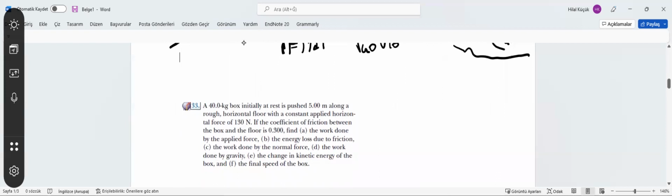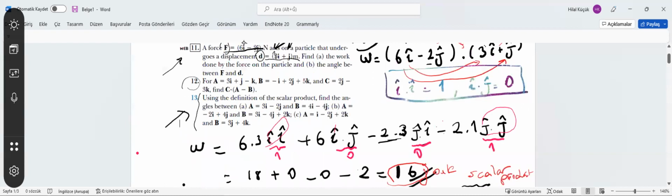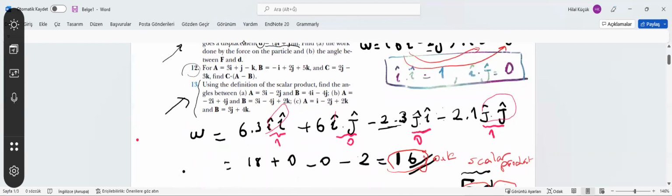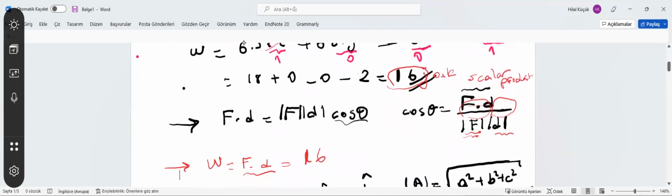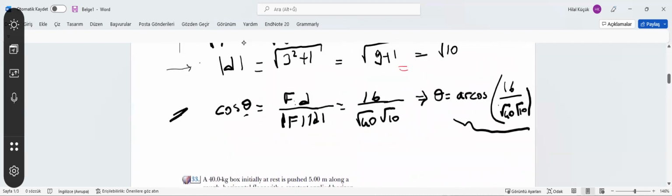You will do the same thing for questions 12 and 13. Please practice with them to understand how to calculate the scalar product. Okay, you can see they can ask the angle between F and D. Say this is F and this is D. I don't know their direction, I am just drawing. Say this is the angle. You can find this angle between F and D.